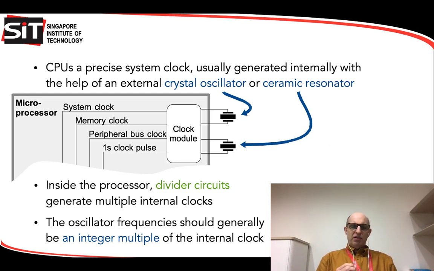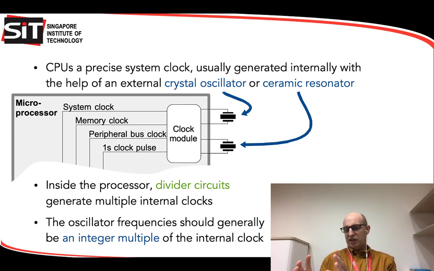So the CPU's system clock is generally very precise, and it's created from an external oscillator. The reason is that you can create a silicon oscillator inside a CPU, but it tends to not be very precise. It might vary quite a little bit over time. It might go faster and slower. But if you have an external crystal, you can very easily get a crystal that's accurate to one part per million, even one part per billion. So you get really precise clock timings.